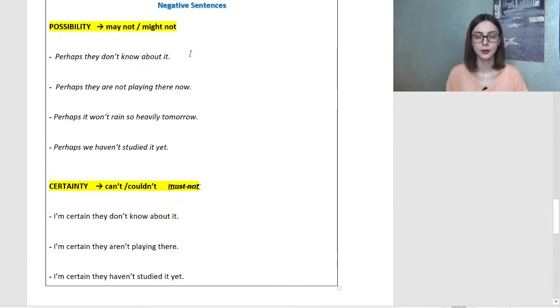So let's take a look at this. Again, negative, possibility, may not, might not. So let's look at some examples. Perhaps they don't know about it. How can you paraphrase it? Let's try.